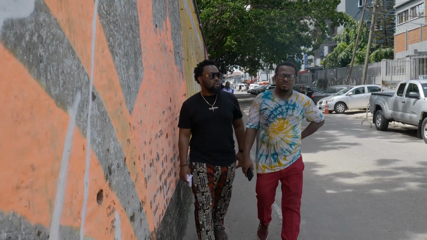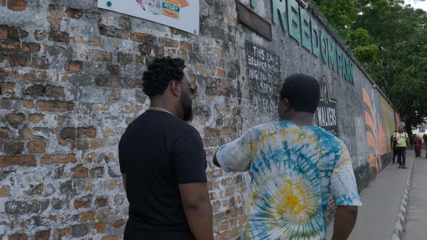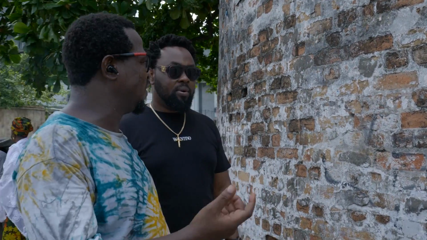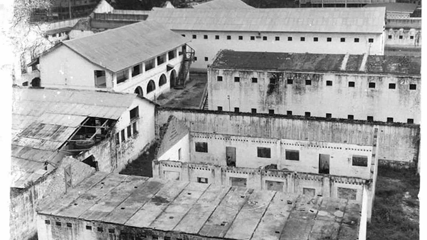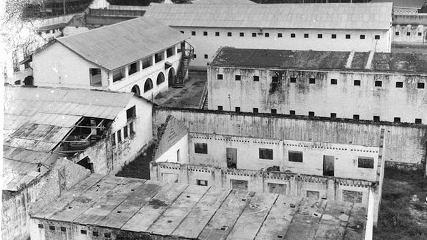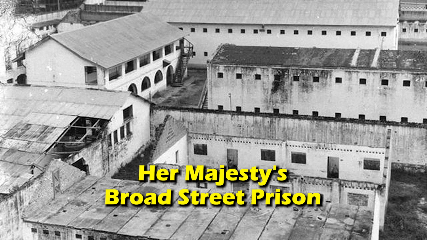Following this new development, a prison made of mud walls and grass thatch was constructed in 1882. This prison did not last long due to sabotage from the opponents of the colonial government. In 1885, the then colonial government imported bricks and rebuilt the prison that was referred to as Her Majesty's Broad Street Prison.